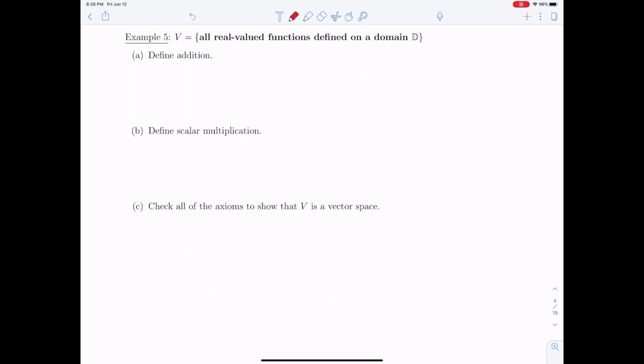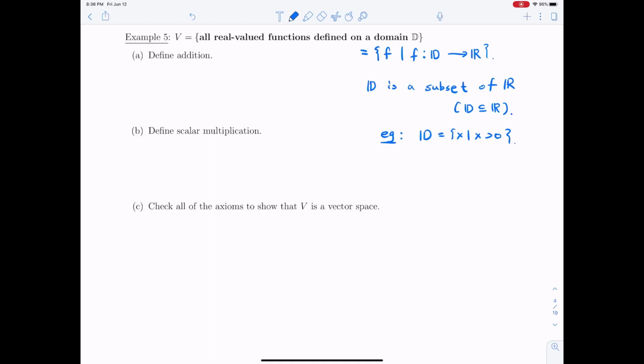Okay, so let's consider a set of real valued functions defined on the domain D. Then we can write this set as the set of all functions f such that f maps D to R, where D is a subset of R. For example, if D is the set of all numbers greater than 0, then the log of t is an element in this set, and 1 over t is also a real valued function.